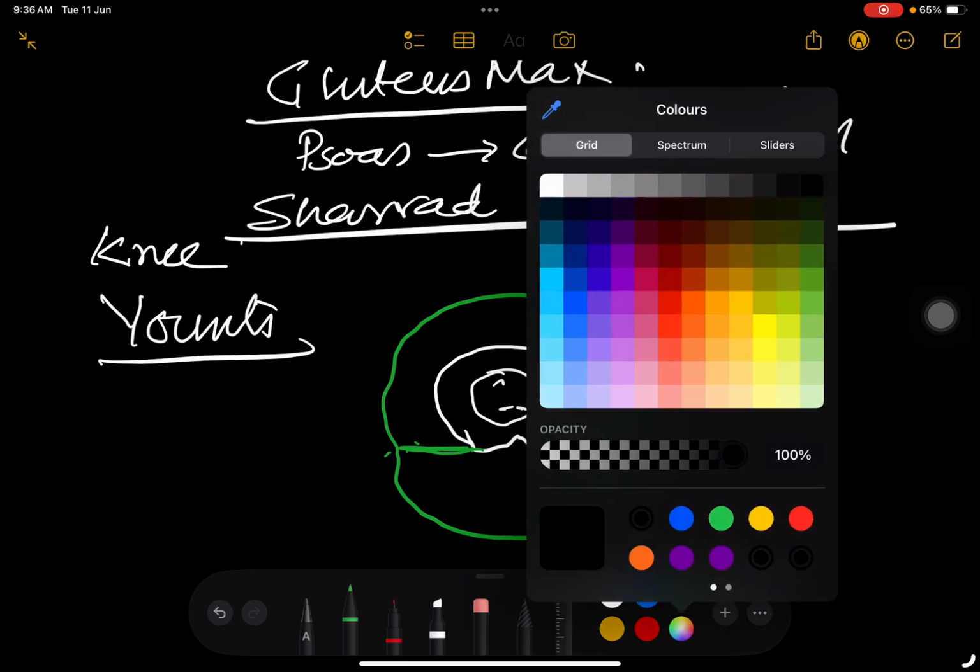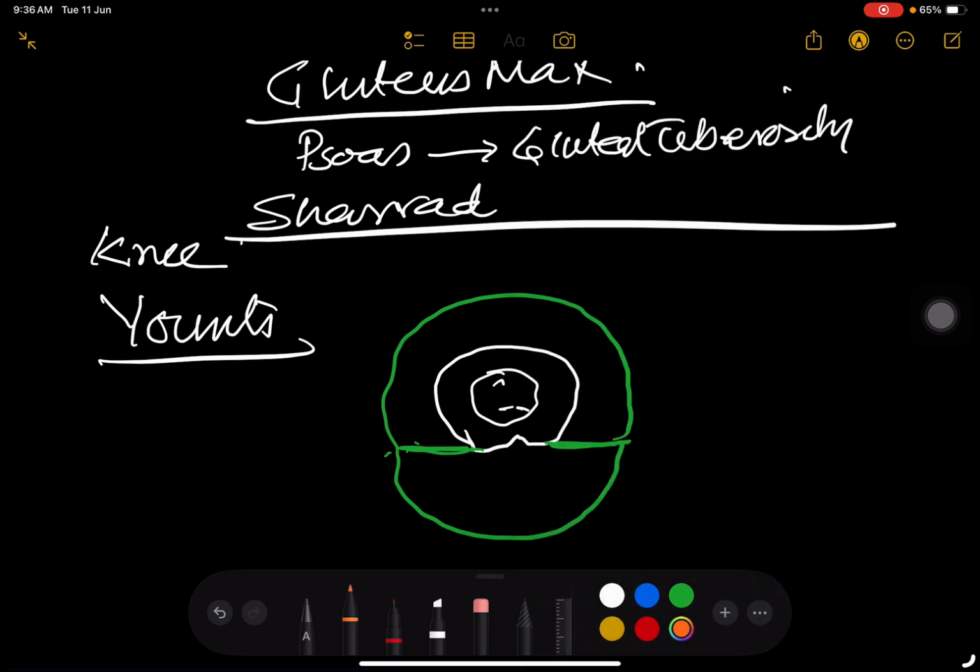Then here is the vastus lateralis. Here is the rectus femoris. Here are the three adductors, adductor longus, magnus, brevis. This is the medial side. Okay.